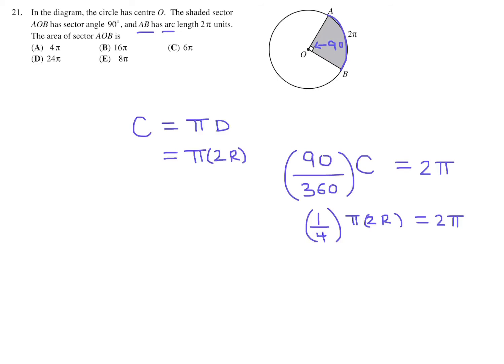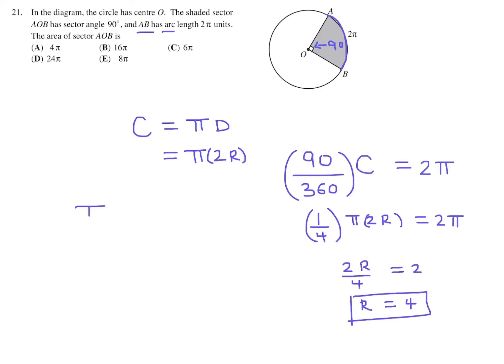Now this helps me because it helps me solve for r. The pi's cancel, and that leaves just 2r over 4 is equal to 2. And that means r is equal to 4. So that is a very important part of the question. Now they want you to find the area of that sector.